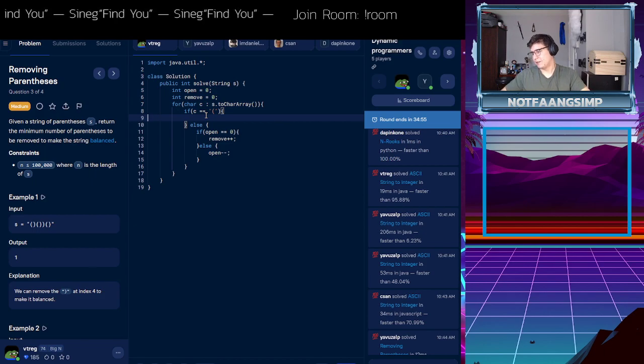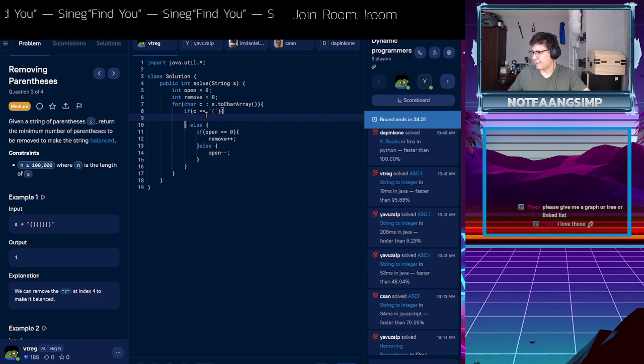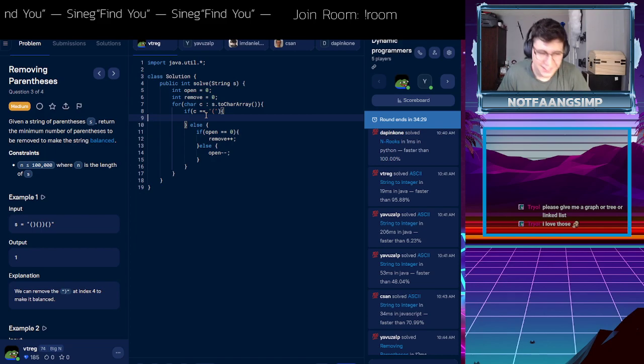Yeah, I guess for the next part, considering you saw a serialization problem, I would probably expect at least a graph, and it's probably gonna end up being one graph, one tree, and between graph, tree and DP, I would say. If you get really lucky, you have a chance to see a map-based question. Please give me a graph or tree or linked list. I love those. Yeah, it's oddly enough graphs.